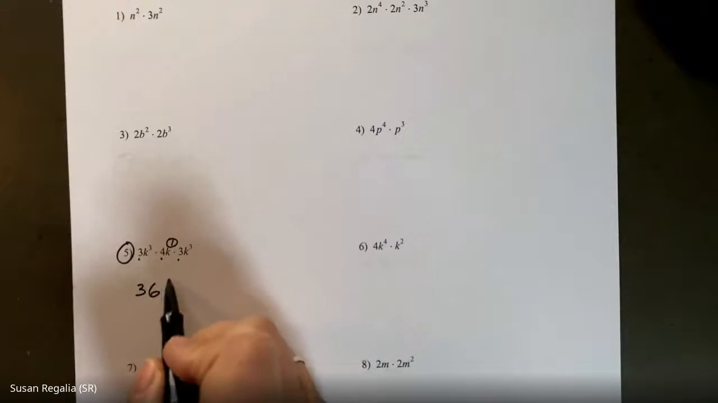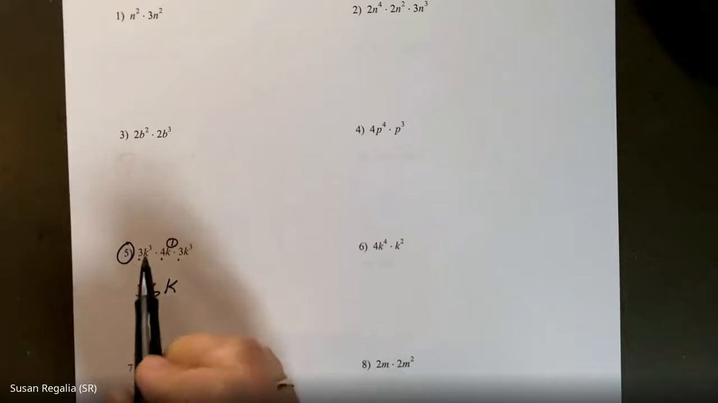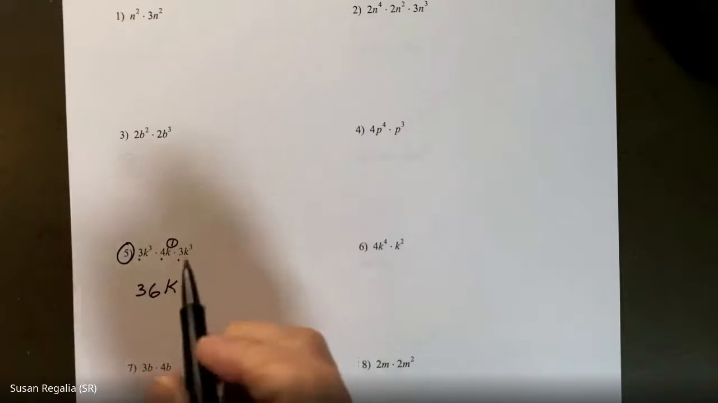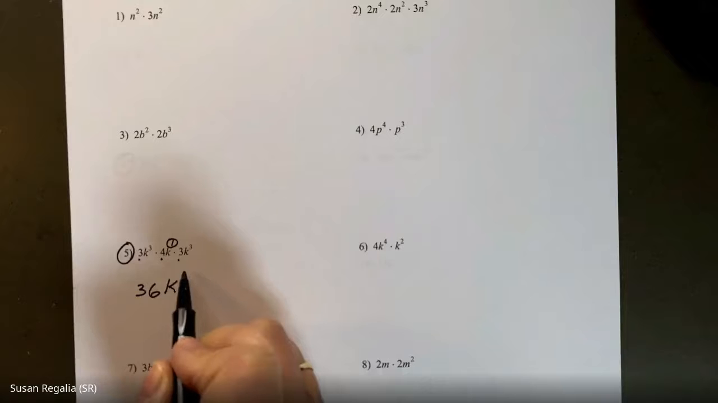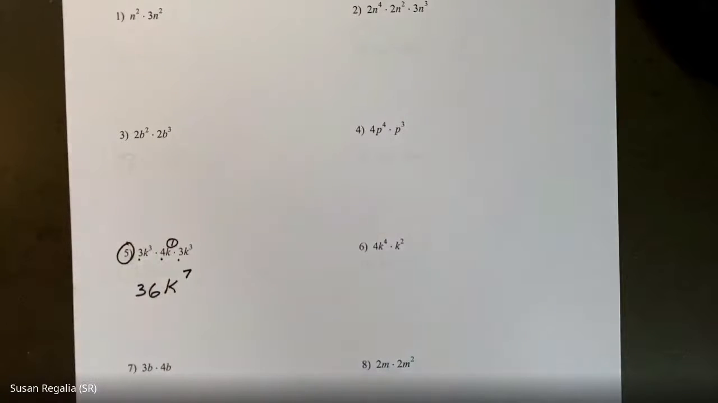So we're going to say that is k to the 3 plus 1 plus 3. So that's going to be k to the 7th power. So 36k to the 7th power.